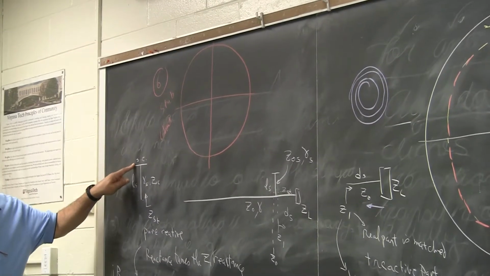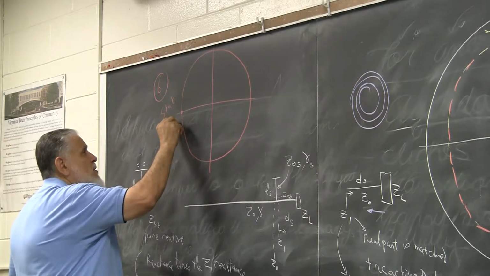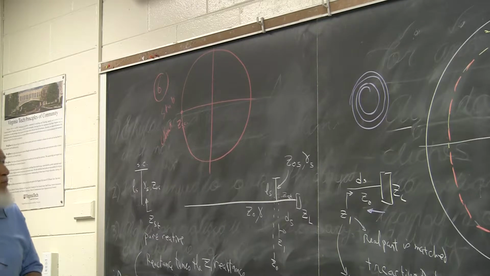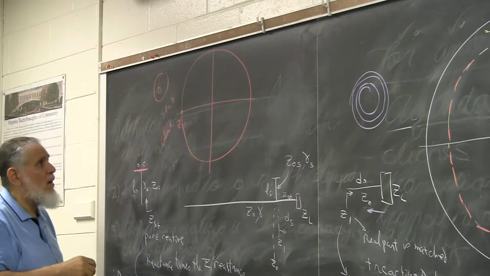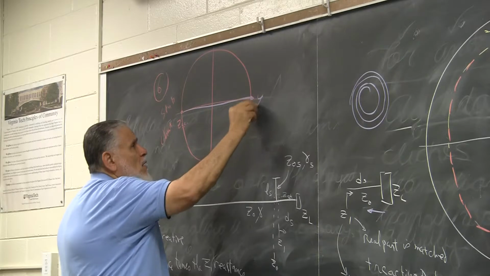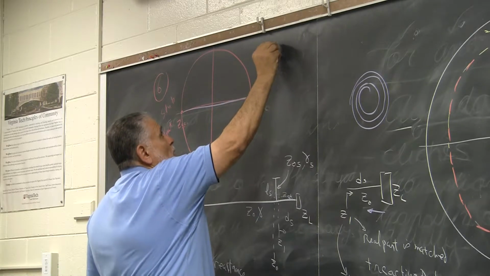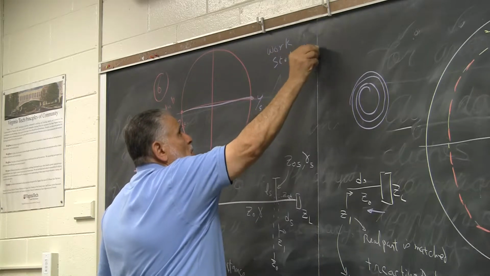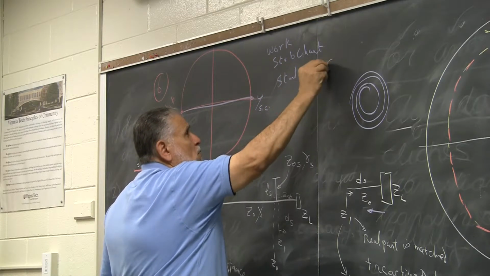We're starting with a zero impedance, a short circuit. So this one here is Z short circuit. Right there. So that would be Y short circuit. So work the stub chart. Start at the short circuit end.